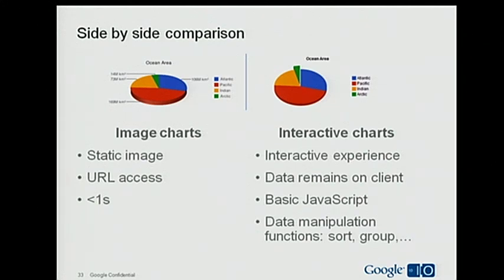And in the interactive charts, the data remains on the client side. You don't have to send the data, and all the rendering is done locally. And you can, moreover, manipulate the data. You can sort and group and do whatever you want with the data before visualizing it, and it is very simple.